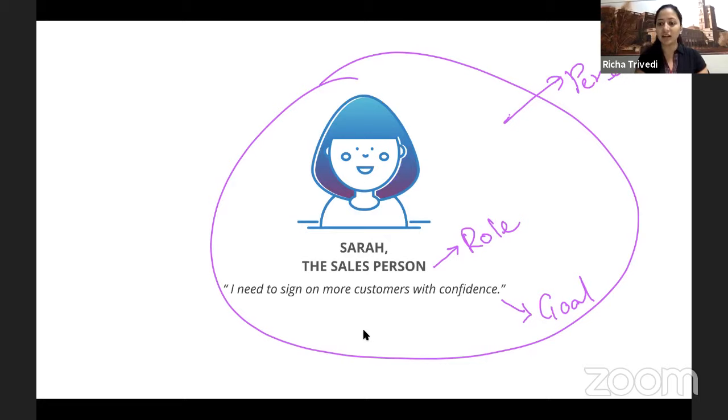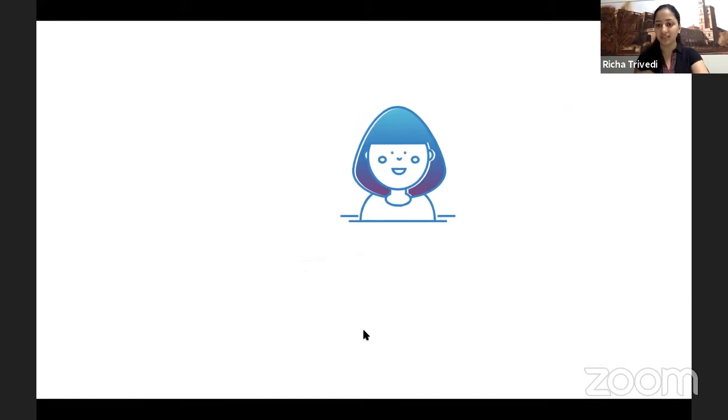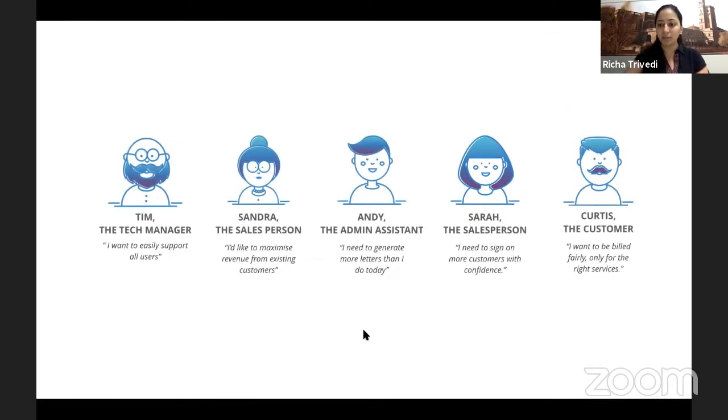Now let's look at another set of personas that could exist in a project. So we have Tim, the tech manager, who wants to easily support users, Sandra, the salesperson, and she wants to maximize revenue from existing customers. We have Andy, the admin assistant, Sarah, the salesperson, and Curtis, the customer. Now there you could be in situations where you might come across multiple personas for a single product, because all these users may tend to use your product.